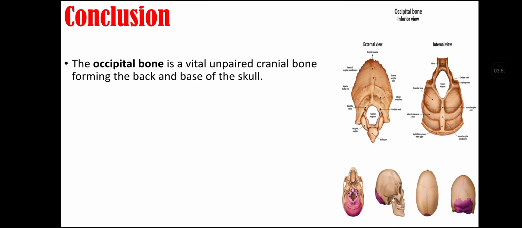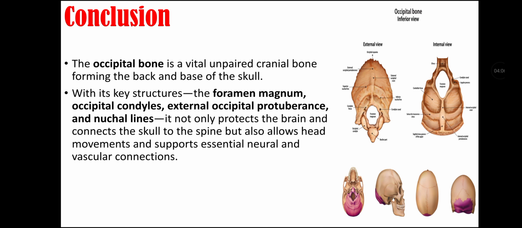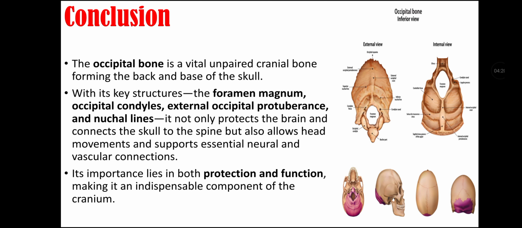Conclusion of this lecture video. The occipital bone is a vital unpaired cranial bone that forms the back and base of the skull. With its key structures that are the foramen magnum, occipital condyle, external occipital protuberance, and nuchal lines, it not only protects the brain and connects the skull to the spine, but also allows head movements and supports essential neural and vascular connections. Its importance lies in both protection and function, making it an indispensable component of the cranium.